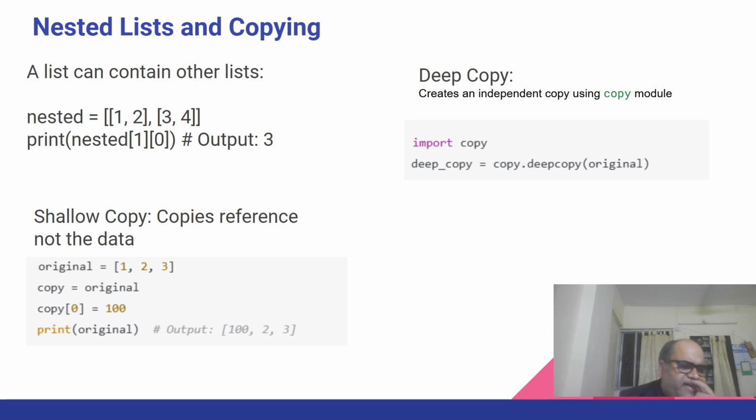It means that both variables are referring to the same memory location, and in that case, when an individual item in that list is modified by the copy, the original will also be changed because both of them are pointing to the same location. Deep copy, you can import the copy module and use copy.deepcopy. What it does, it creates an independent copy of the dataset.